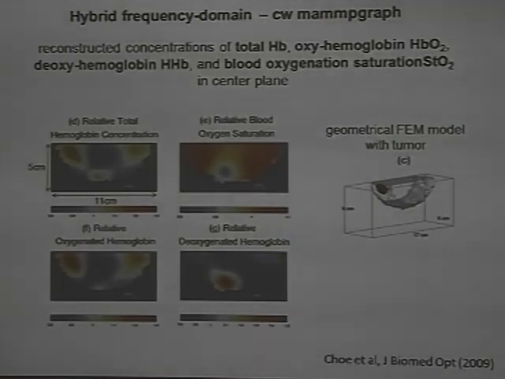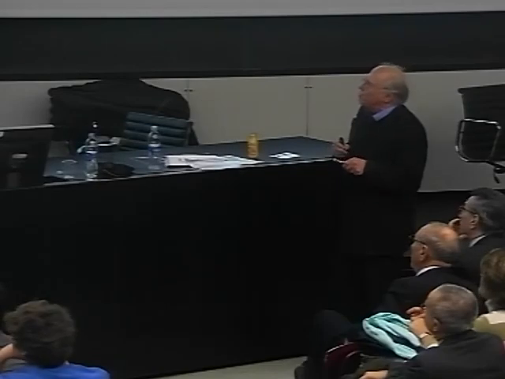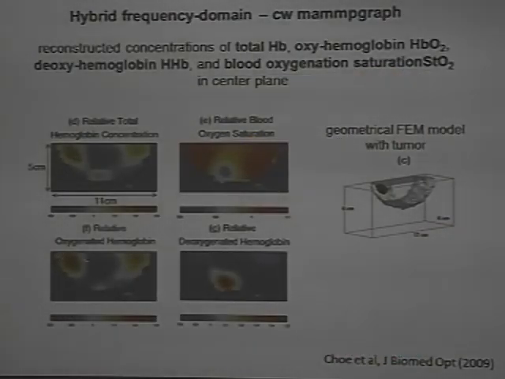And what you can see right away, the total hemoglobin concentration and oxygenated hemoglobin concentration is high in the tumor, indicated by the black line, but there is no distinction of the tumor towards other disease-free parts of the breast for deoxyhemoglobin, and the same applies to the oxygen saturation.